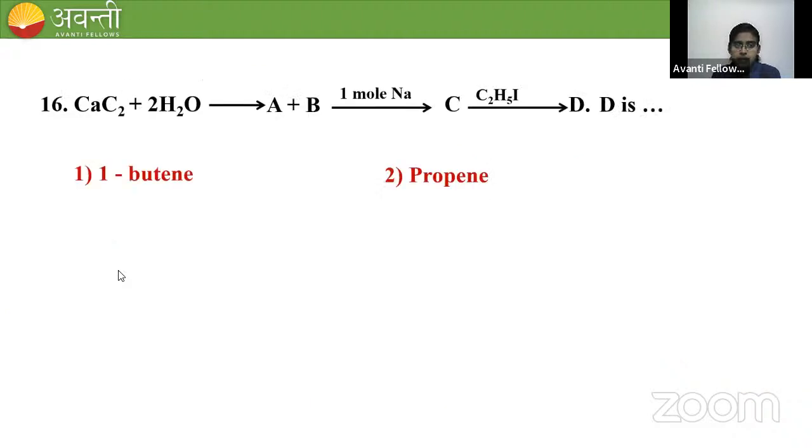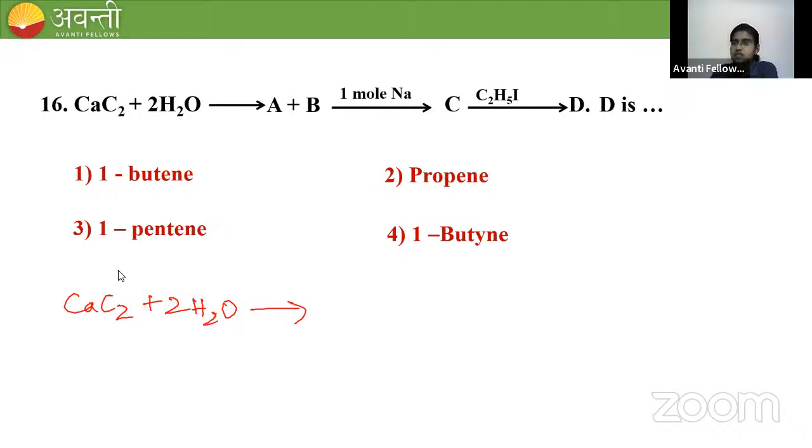Calcium carbide is treated with water to give A and B. And then B is reacting with 1 mole of sodium to give C. And C is treated with ethyl iodide to give D. We have to find out the D. So now calcium carbide is reacting with water. This reaction is given in the book and you might have studied this in the class also, right? So calcium carbide with water forms calcium hydroxide and ethyne. So this is compound A and this is compound B.